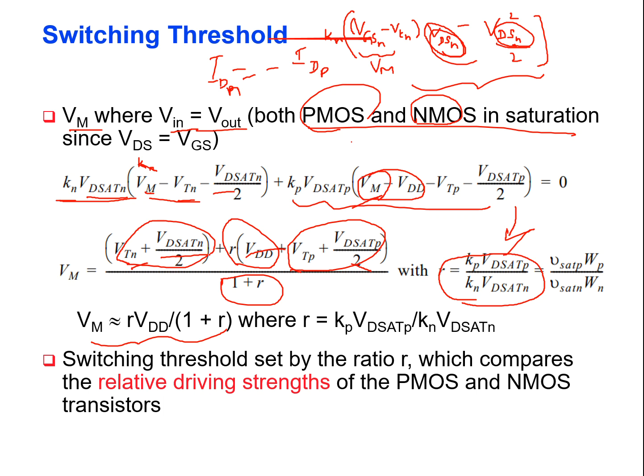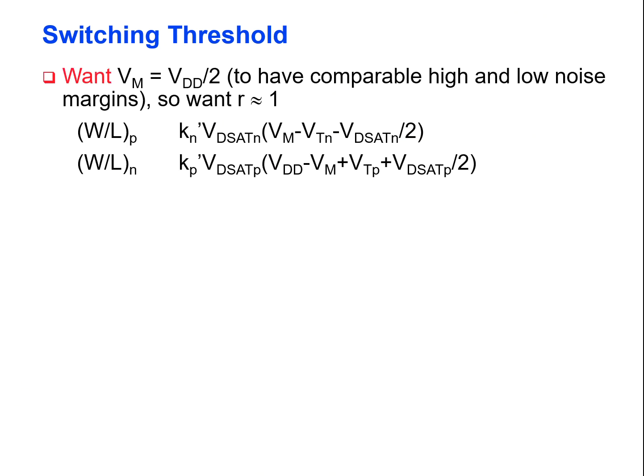This is the case. For further derivation of the middle voltage, let us consider that the switching threshold is set by the ratio R. Before entering into that, we will discuss the R value. The switching threshold here is set by the value of R. Your middle voltage is directly proportional to R and inversely proportional to 1 plus R. Your middle voltage, that is the switching threshold, mainly depends on the value of R, which compares the relative driving strengths of PMOS and NMOS transistors.